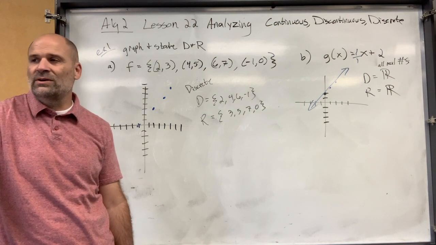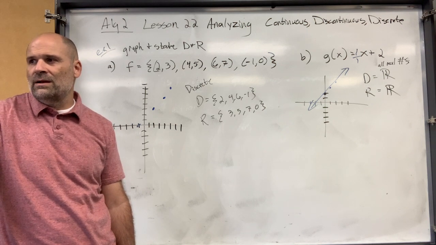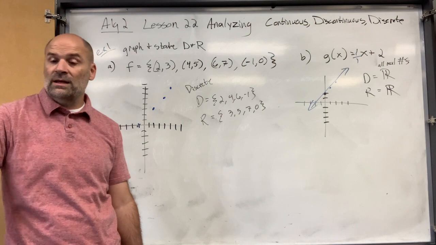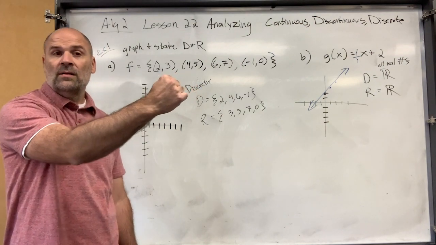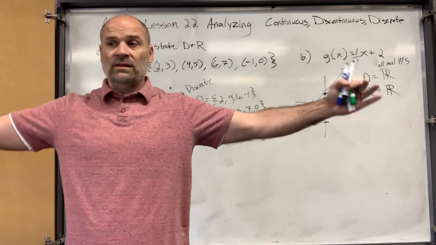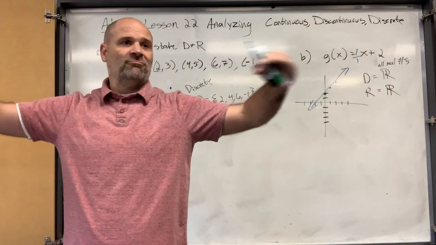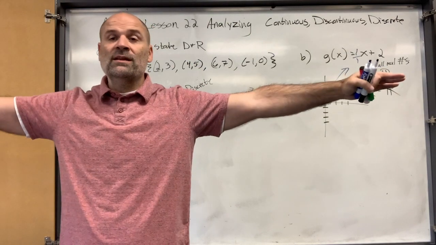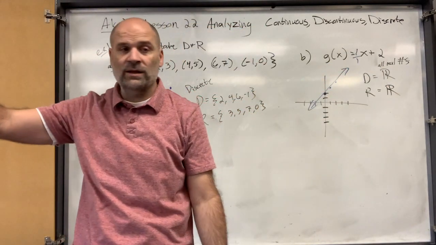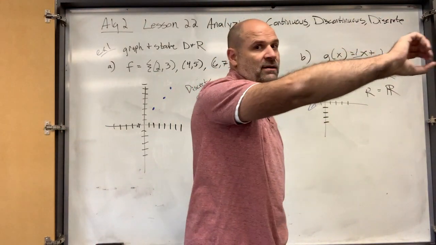Can you guys think of a linear equation that doesn't have that? Yeah, a horizontal line. Horizontal line has a domain of infinity, right? It's infinity, but the range is just one number the whole time because it's a horizontal line. There's only one y value.